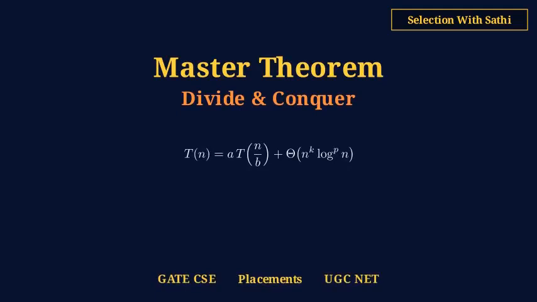The Master Theorem is the most powerful tool for solving divide and conquer recurrences. If you are preparing for GATE CSE, placements, or coding interviews, this is the one theorem you absolutely must master. Today we will cover the complete extended form of the Master Theorem, all three cases with intuition for why each one works, a quick decision shortcut that handles 95% of exam questions, and 4 fully worked examples including a GATE previous year question. Let us begin.